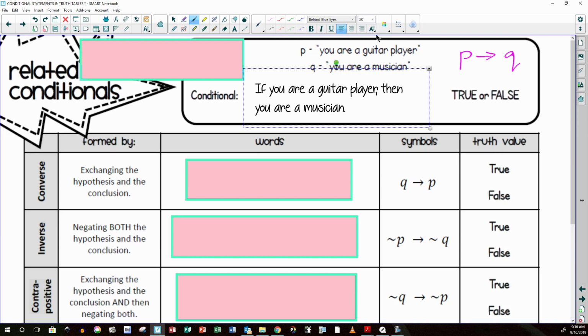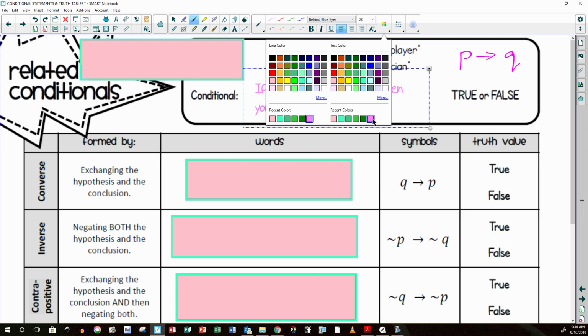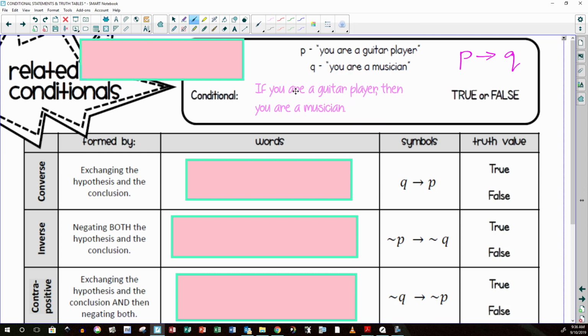So we'll give you a chance to get that copied down. There we go. So if you are a guitar player, then you are a musician. Is that true or false? So if I play the guitar, am I a musician? Absolutely.